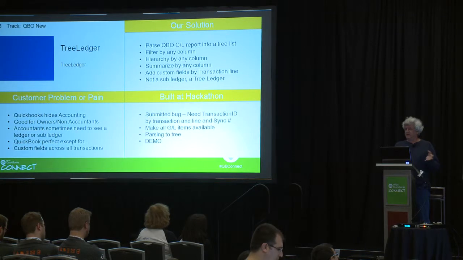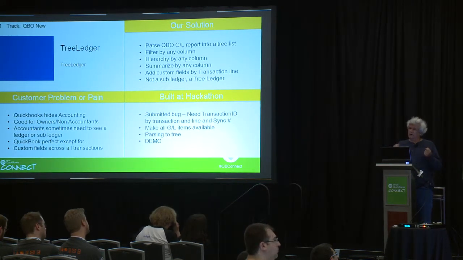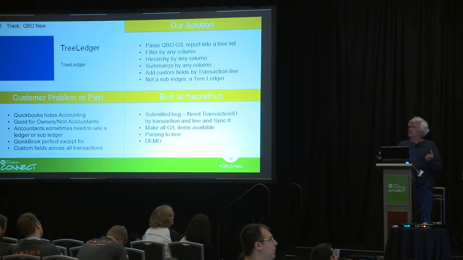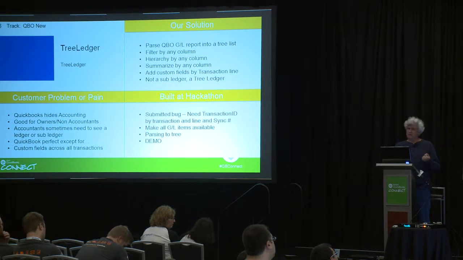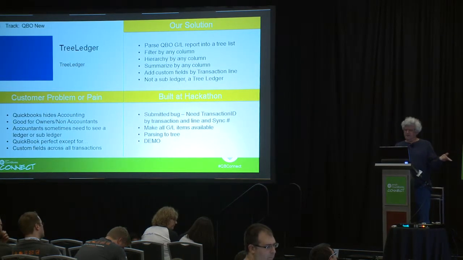What's needed is I submitted a bug while working here, and we need to get on the general ledger reports, transaction IDs and transaction line IDs and sync numbers so that we can line up custom fields and create the ledger so that we can see them on a separate screen. They also need to make all general ledger items available for these reports. And then we just simply take the report out of QBO, parse it, put it into a tree list structure, and use that for that.